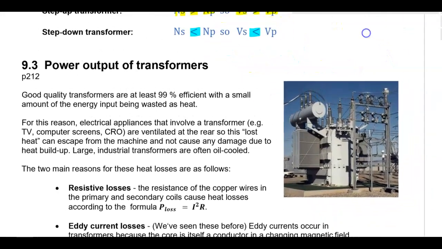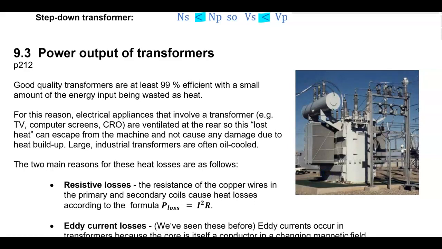Right, let's have a look now at section 9.3, the power output of transformers. A good transformer, like it says, is 99% efficient. They're pretty good. How do we make them that efficient? There's two main ways.